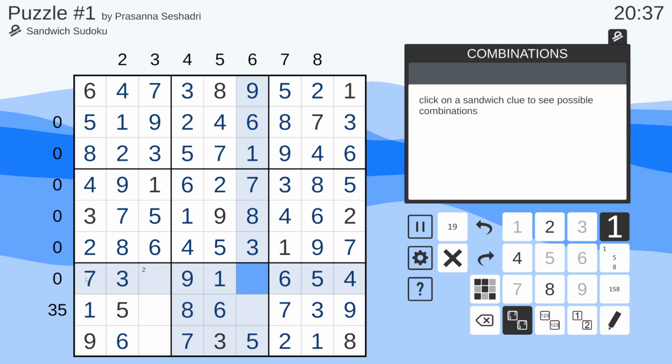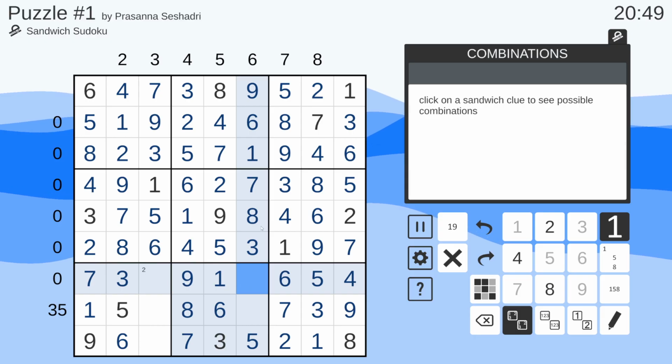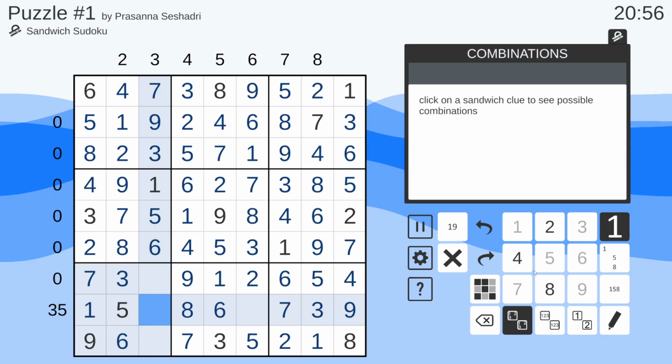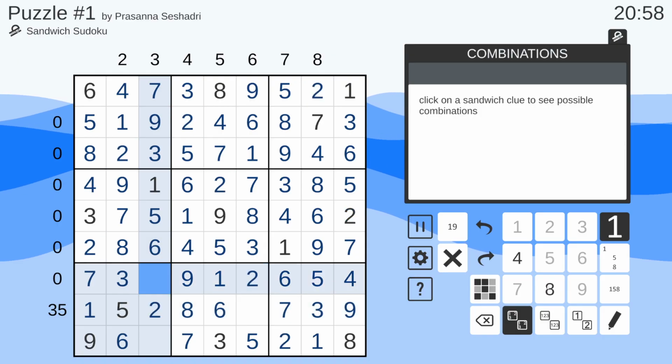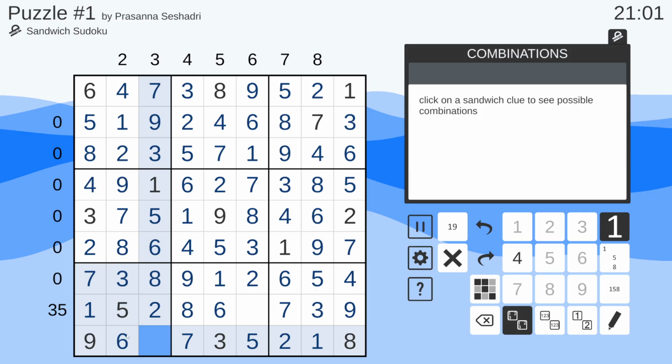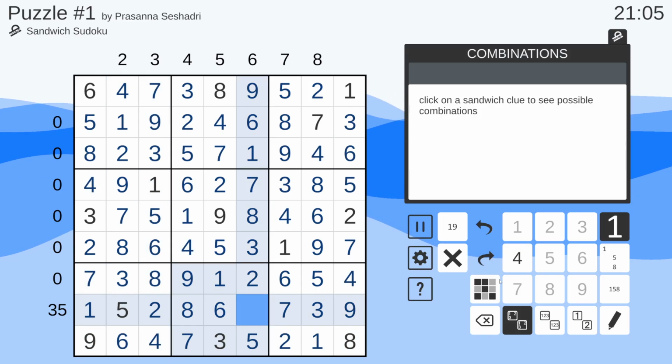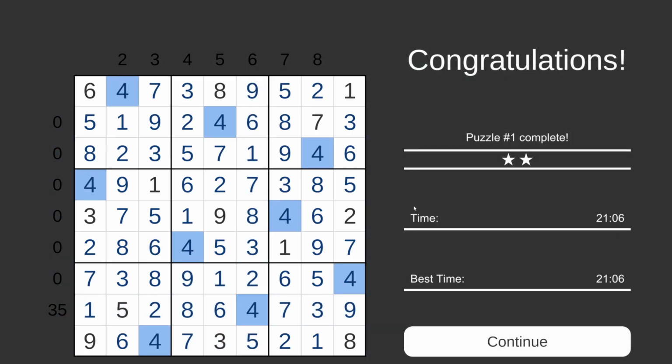What's left in this row? It's 2 or 8. Oh. 2 or 8, and it sees an 8. So this is 2. That's not 2. That forces the 2 down there. This is the 8. This is now known. This is 4. So far, no mistakes. That's our final digit, and we're done. 21 minutes. Sweet!